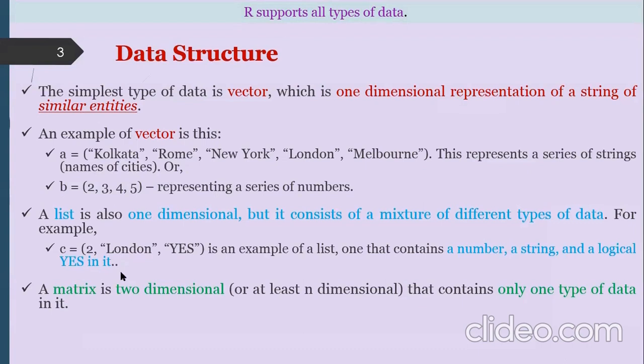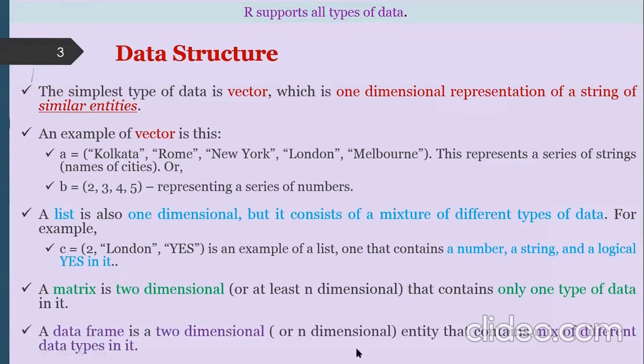And what is actually a data frame? A data frame is two-dimensional, meaning it will be just like a matrix, an entity that contains a mix of different data types. So the data types will be different. It will be just like a list containing different types of data. Data types are different, but it is two-dimensional.